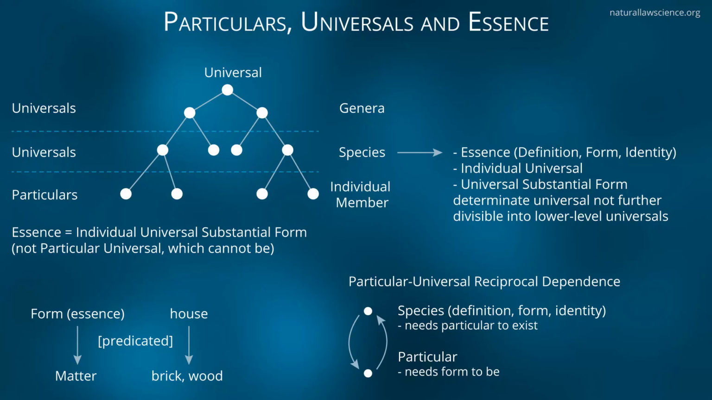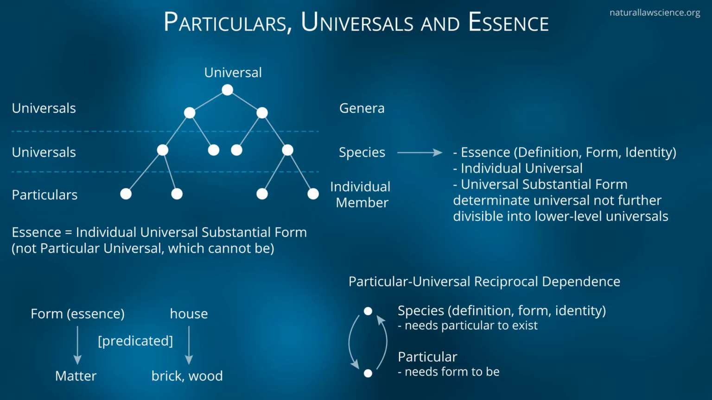So this is a determinate universal, not further divisible into lower level universals. So like the genera can be further divisible into the species. Well, the genera is not an individual universal. It's not the universal substantial form, because the genera isn't determinate. It can be further divided into another lower level universal, which is the species. But the species is the lowest level universal. Within the species, though, you have the essence, which is the determinate universal that's not further divisible. It's not its own thing, because it can't exist apart from being a part of the individual member, but it is what makes the individual member what it is.